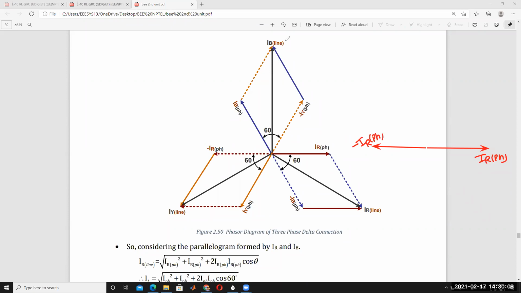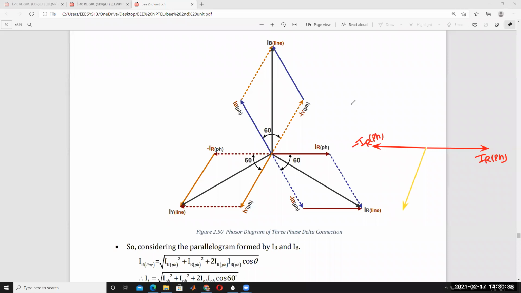Then next one, R phase is over, and then Y phase. So how much displacement between R phase and Y phase? 120 degrees. Am I right or not? For Y phase, this is the phase displacement between R phase and Y phase. How many degrees? 120 degrees.